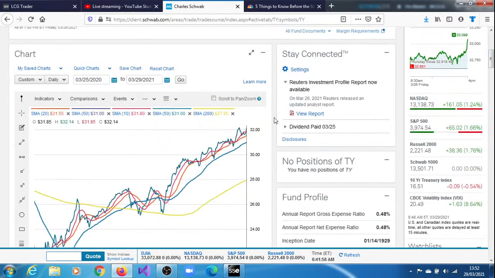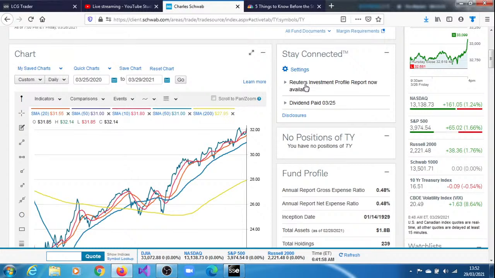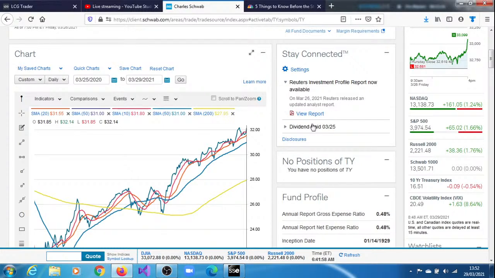So we even have a report here. Let's have a look. Dividend paid on the 25th. That was Thursday. Announcement date was the 5th, and execution date, if that is what it means, is the 16th. So okay, yes, the 26th of March.